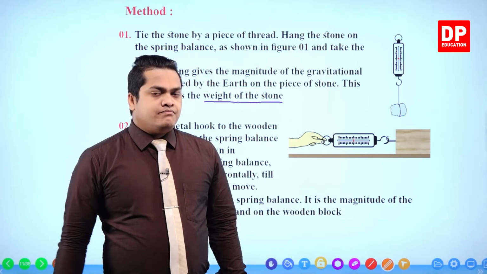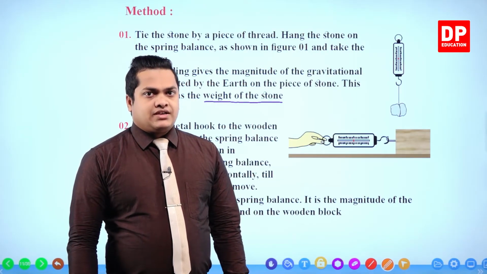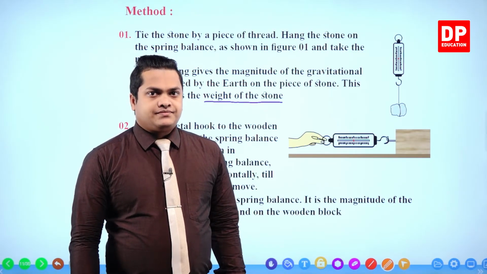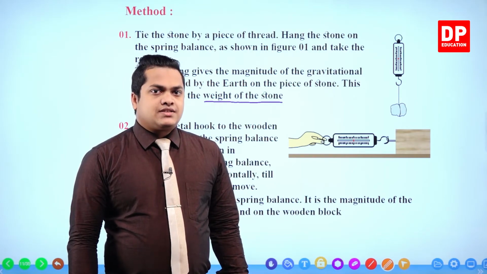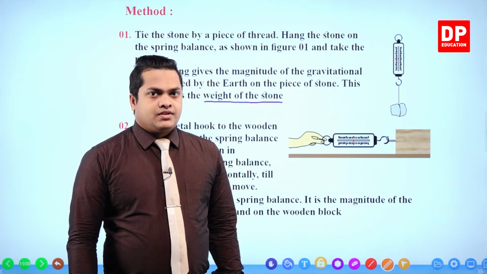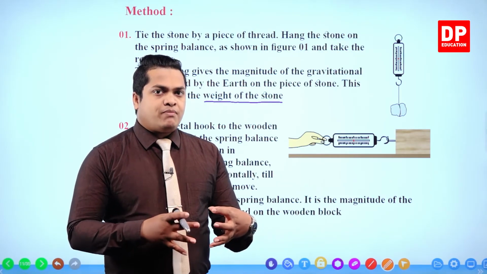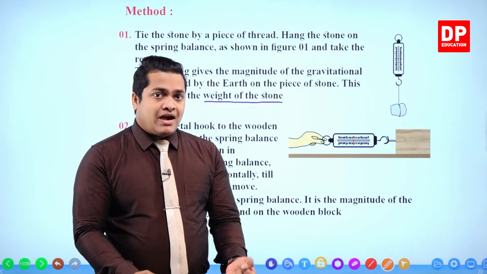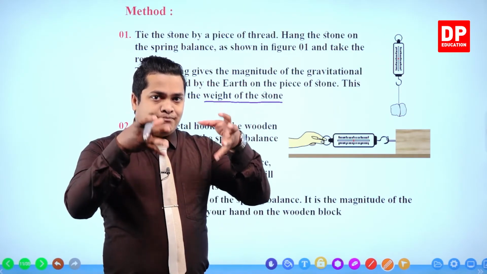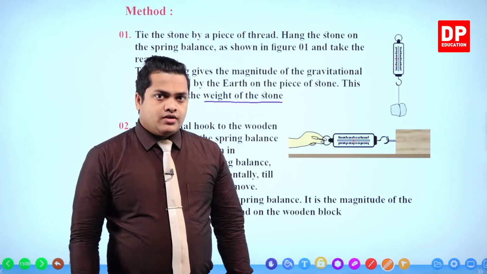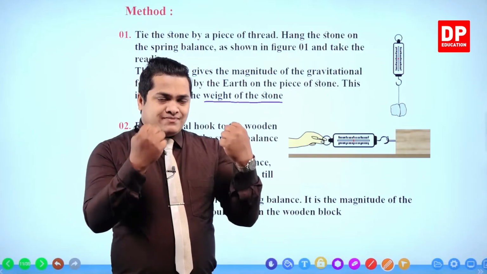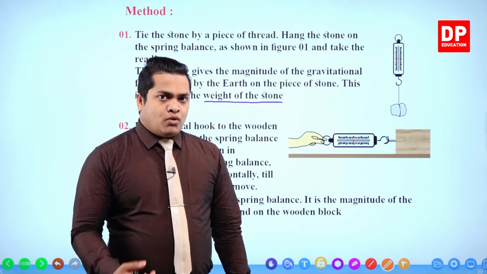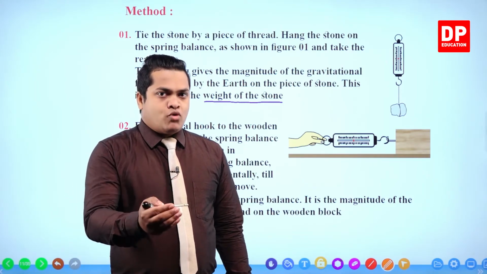Number 1, mass. Mass means the number of particles, in simple terms the number of electrons, protons and neutrons or atoms contained within the material. Due to having a certain number of particles, these particles are always pulled by the earth. Our earth pulls all of these materials towards the ground. This pull is referred to as the gravitational pull.